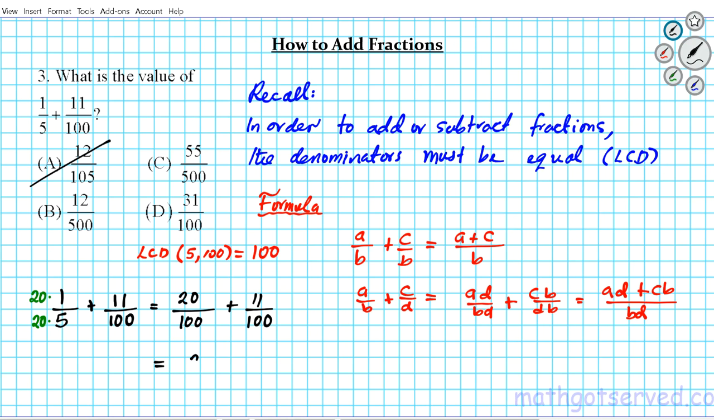So what do you do? You add the numerators, 20 plus 11, and keep the denominator. Do not add the denominators. That's incorrect. Okay? So following the formula we have right here, a plus c over b. So we add the numerators, 20 plus 11 is 31, divided by 100. Ladies and gentlemen, that is the final answer to question number 3. The answer is option letter D.